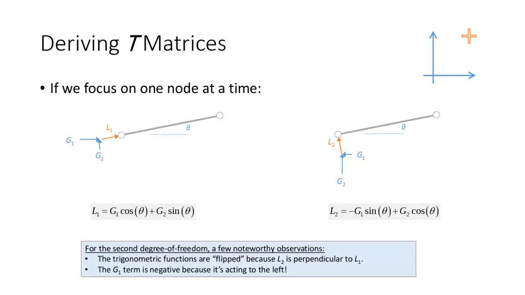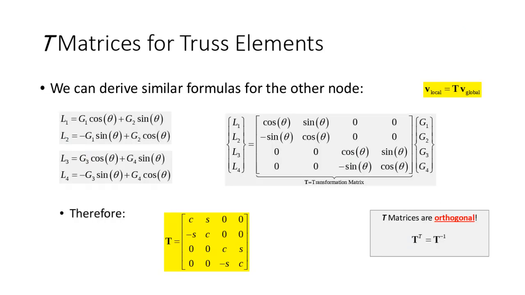So if I just keep on doing that and write it in matrix form, bam, there's your T matrix. That's it. It's just sines and cosines, okay? And so I just want to make sure that that concept makes sense. If I wanted to determine local forces, I would take the transformation matrix times global forces. If I wanted local displacements, I would take T times the global displacements. So that's my T matrix.